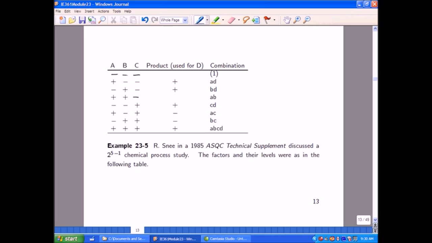What I've got here on the left side of this thing is, in truth table fashion, all 8 combinations of levels of factors A, B, and C. If I multiply together along this first row 3 minus 1s, I'm going to get another minus 1. If I multiply across the second row a plus 1 and 2 minus 1s, I'm going to get a plus 1.